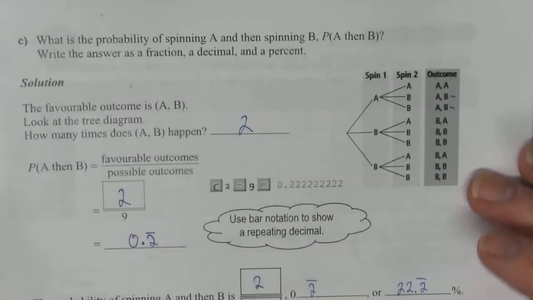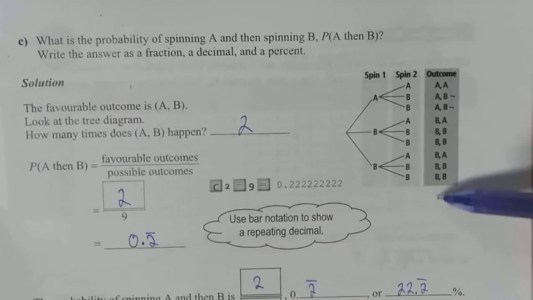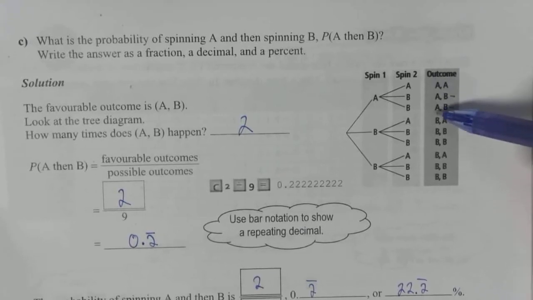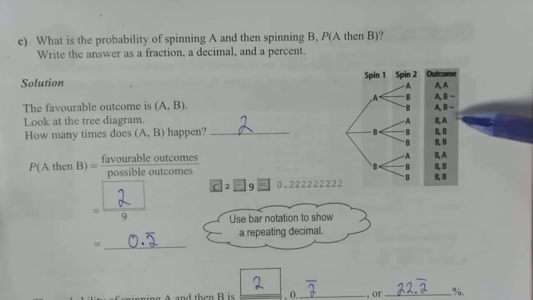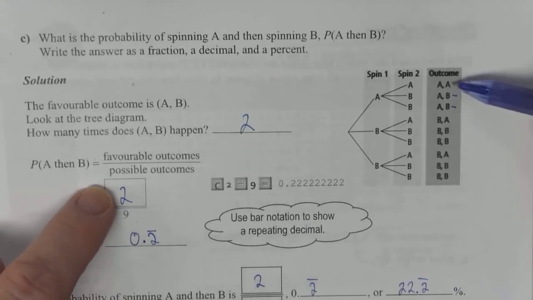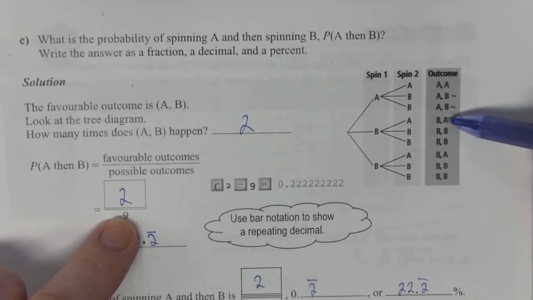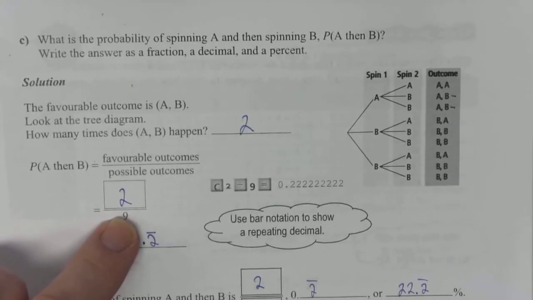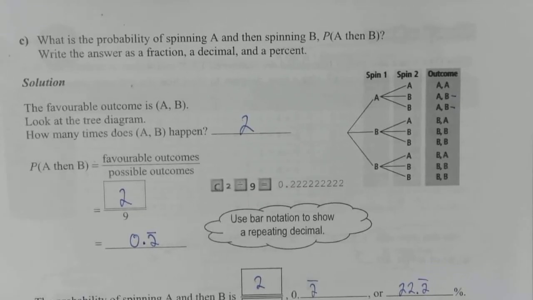So when you're asking a question like this and you've got a tree diagram, look at your outcome column and figure out how many of those outcomes match the question that you're being asked. That becomes your favorable outcome total, and the total number of possible outcomes is your bottom. So 1, 2, 3, 4, 5, 6, 7, 8, 9. And then it's just dealing with converting between fractions, decimals, and percents once you've got that figured out.